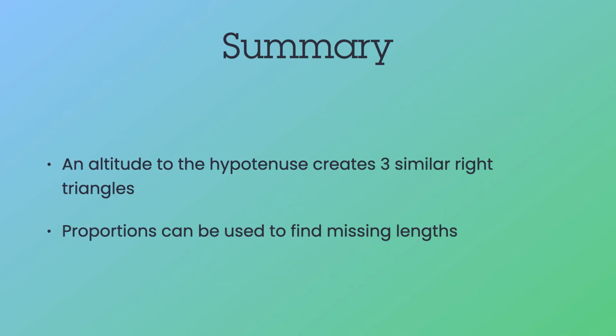So the takeaways from this are just that an altitude to the hypotenuse of a right triangle creates 2 more right triangles, and all 3 of those are similar. And since they're similar triangles, you can use proportions to find the missing lengths.